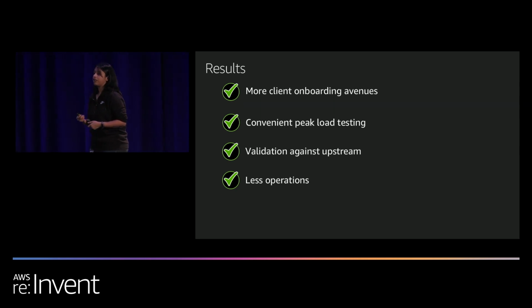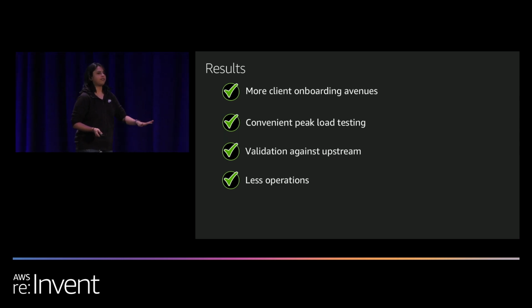Again, we could leverage instance-specific endpoints to segregate our performance or peak testing from our production reads. Leveraging utilities like mongodump and mongoexport enabled us to dump all the records in our cluster to an S3 bucket on a periodic cadence and set up automated validations against our upstream snapshots. All of this leading to less operations.